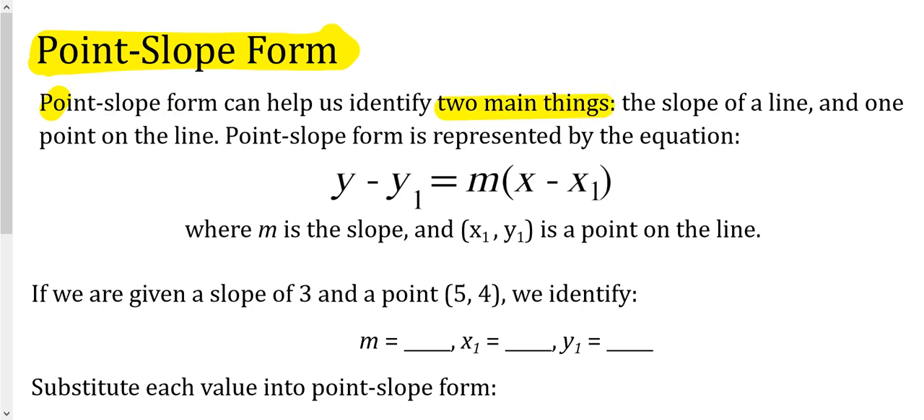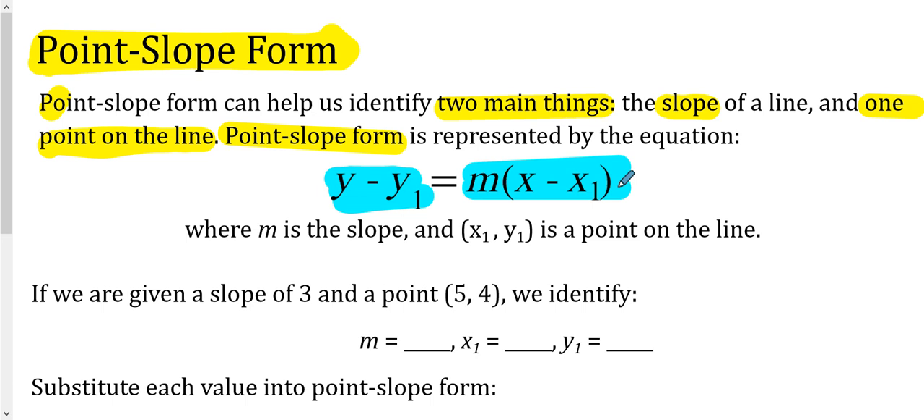What point-slope form is going to do for us is it's going to tell us two things. It's going to tell us the slope, right? Hence the slope part of the name. And it's also going to tell us one point that's on the line, right? Hence the name, point-slope form. Our equation looks a little bit different this time. We have y minus y1 equals m times x minus x1, which looks a little bit weird.